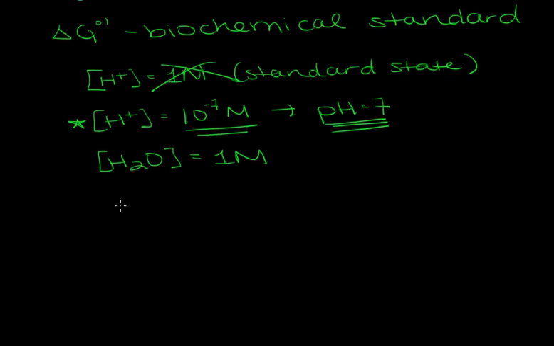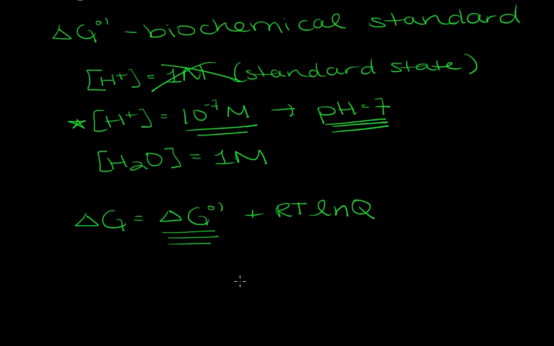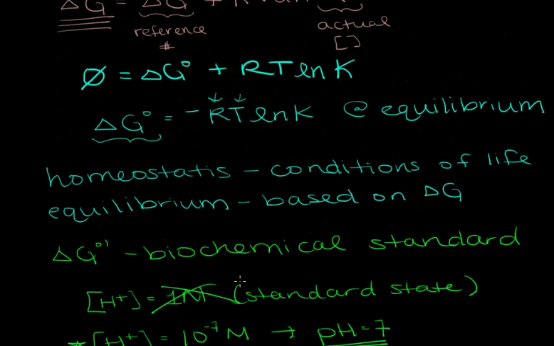So we can have the same type of equation relating delta G to delta G naught prime plus RT natural log of Q. Okay, so in this we just substitute delta G naught prime for delta G naught, rather.